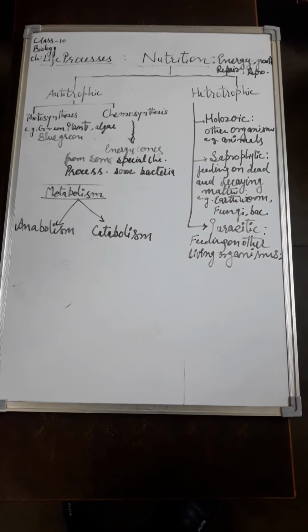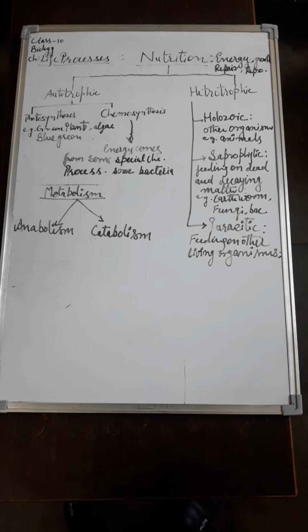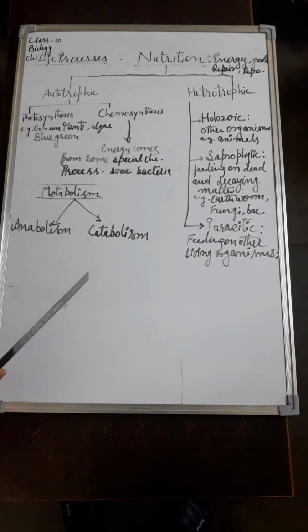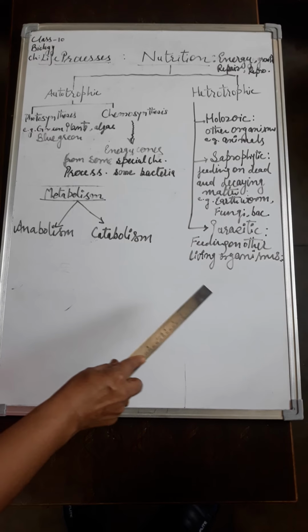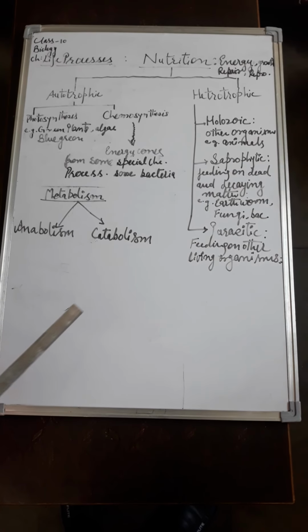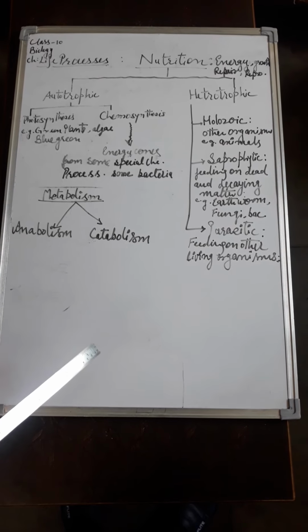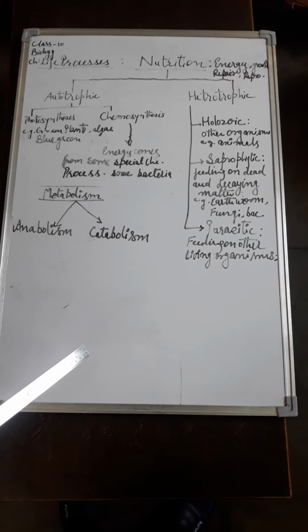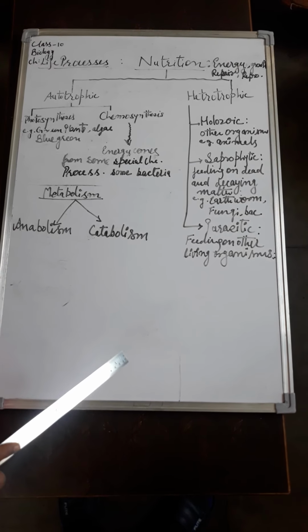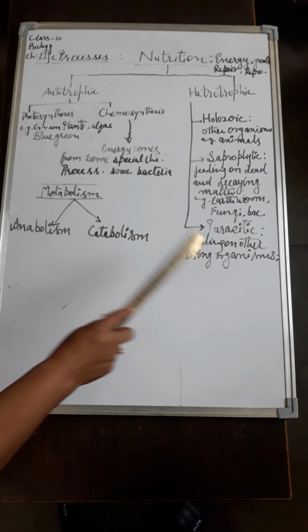The third category is parasitic organisms. Parasitic organisms feed on other living organisms to obtain their nutrition. For example, cuscuta, mosquito, and leeches are examples of parasitic organisms.